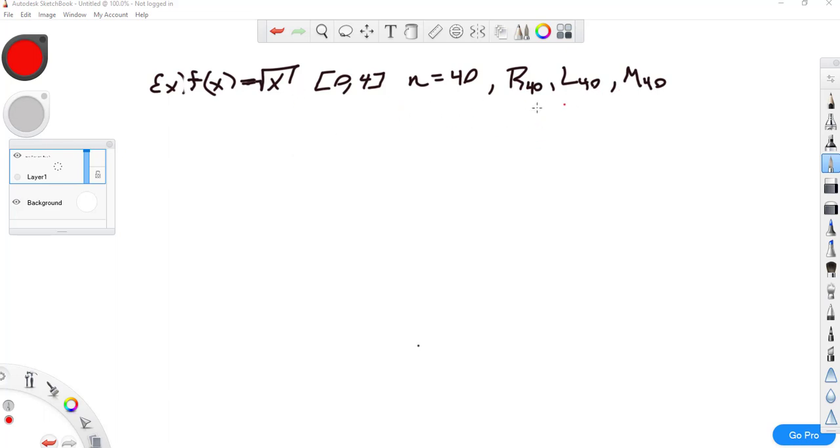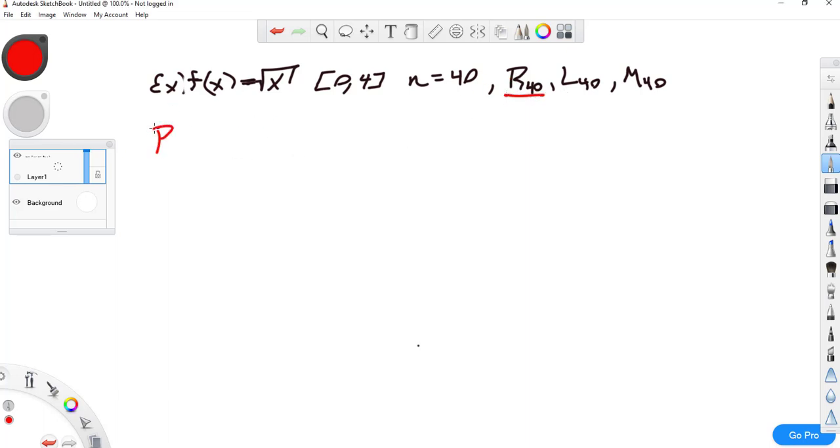So the first thing we're going to do is I'm going to show you how to write each of these out. Then I'm going to show you how to plug them in to different sources of technology. So we're going to look at using the site Wolfram Alpha, then we're going to use a TI-84, and finally a TI-89. So to get us started, let's write down what R40 is.